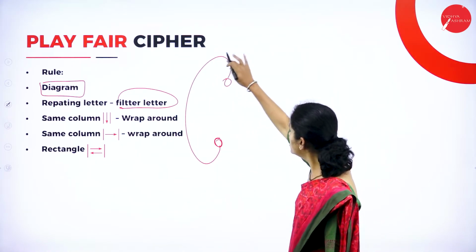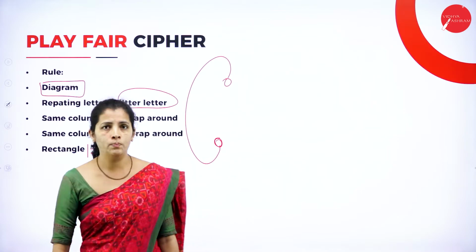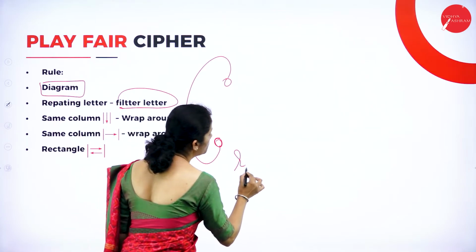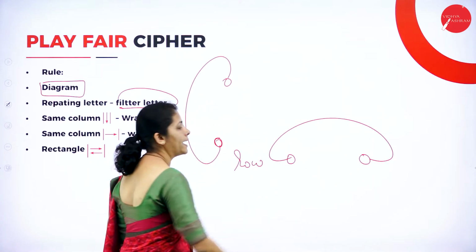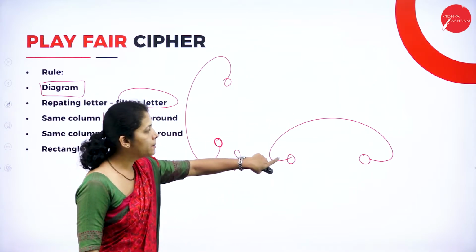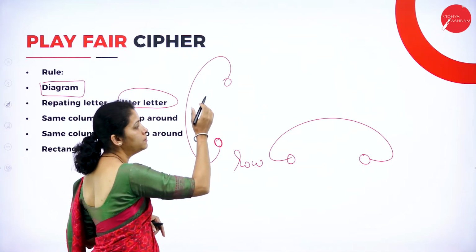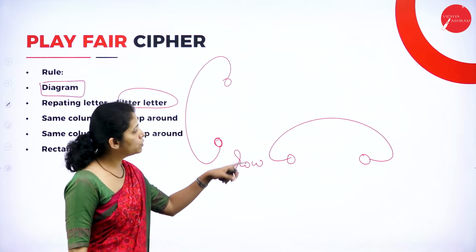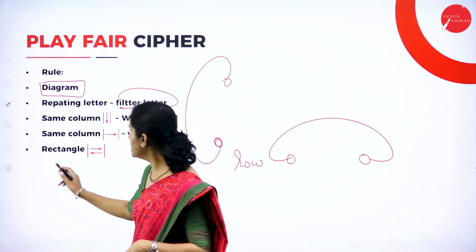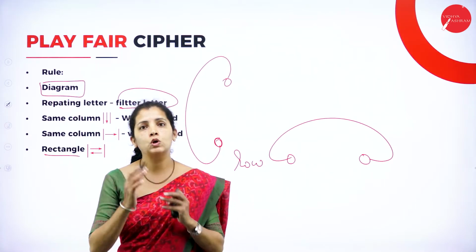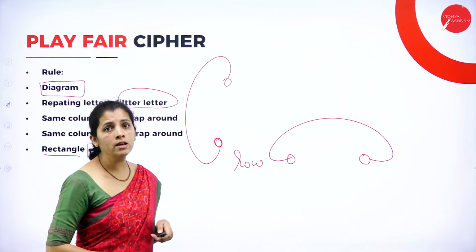That means I want to move to the starting of the column. And if I consider row, and if I reach the end of the row, once again wrap around. That means consider the beginning character. If it is column, consider the beginning column, and if it is row, then I want to consider the beginning of the row. And if I'm having a rectangle, then I want to swap each other. So this is the rule I need to follow while solving problems.